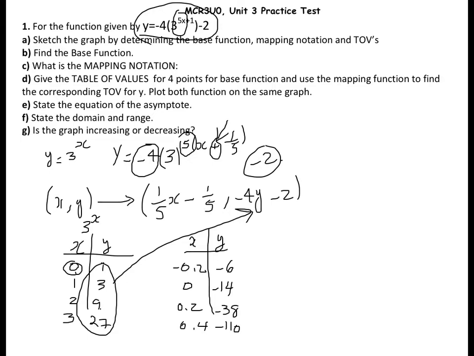Now I'm going to use the table of values to plot these functions. Roughly, it's going to look something like this. This is my x, this is my y. For the base function, when x is 0, y is 1, which is here. When x is 1, y is 3, somewhere around here. When x is 2, y is 9, somewhere around here. So I'm going to get a graph which looks like this.